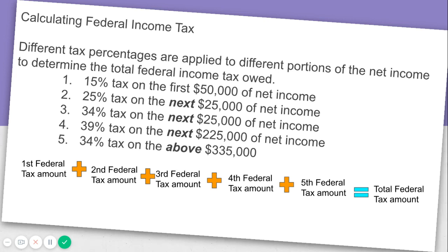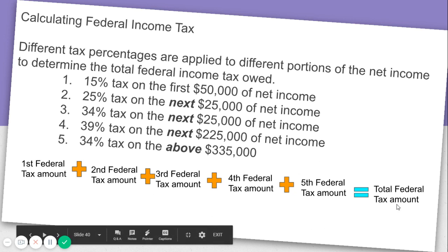Calculating federal income tax. Different tax percentages are applied to different portions of the net income to determine the total federal income tax owed. So there are 5 sets here. Sometimes you might not use all 5. So on the first 50,000, 15%, the next 25, and so on and so on. Then you would add each one up to get your total federal tax amount.